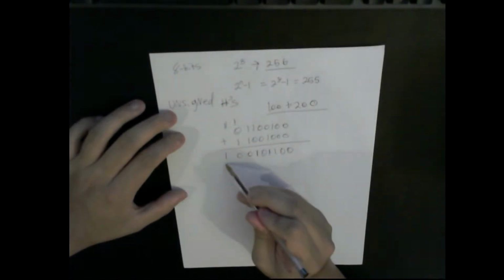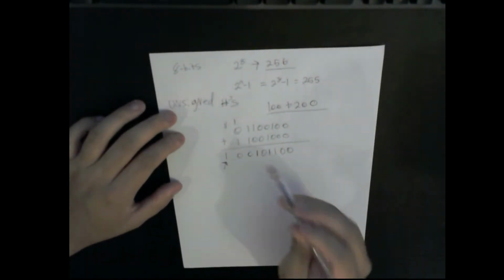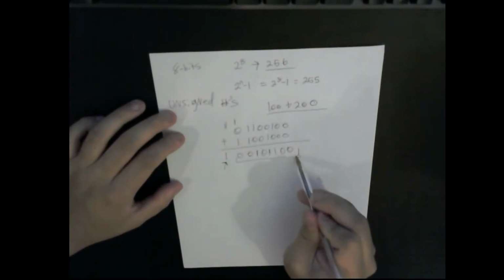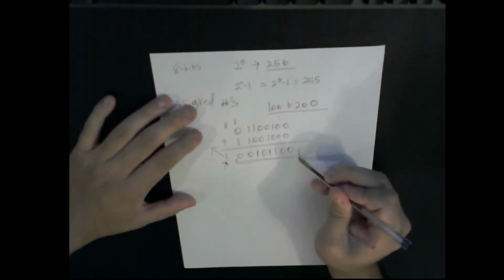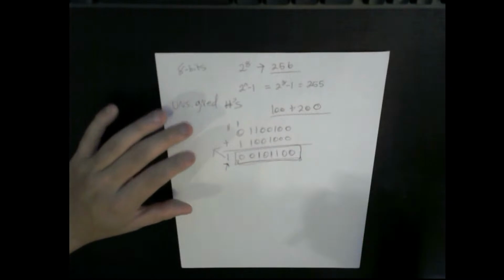All right, look at this. We have a carry bit in this digit right here. We already have 8 bits right here, and we can't have 9 bits, right? So this bit gets thrown away, right? This is going to trash. So our final answer is this that's boxed right here.